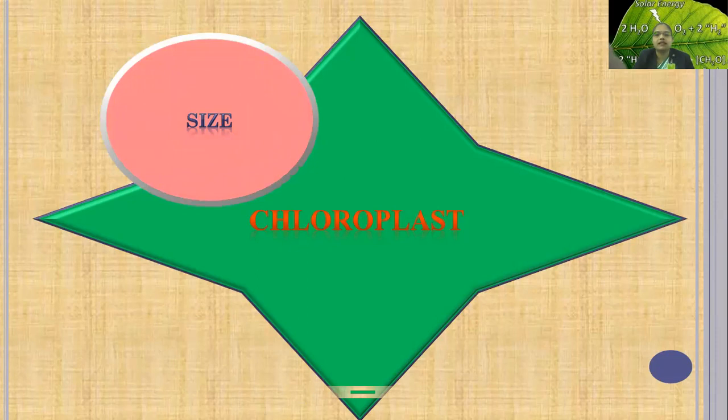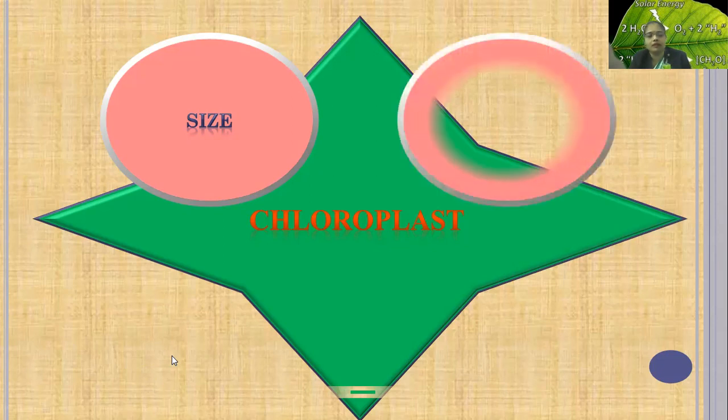So first is the size of chloroplast: 4 to 10 micron in length, 2 to 3 micron in width, and 14 to 16 angstrom is the thickness of chloroplast. It is 4 to 10 microns bigger than, more than the mitochondria.